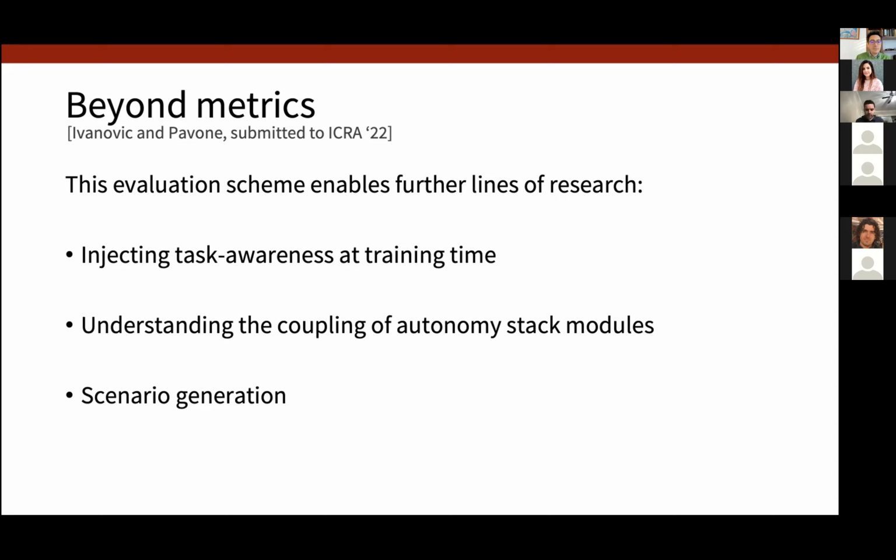Another is to understand the coupling of autonomy stack modules. So, for example, if you see that detections are very frequently highly affecting the ego vehicle's planning, then that's telling you that the detection module, even though it's more upstream in the autonomy stack, has a significant effect on planning, even though it might have other downstream consumers such as prediction.